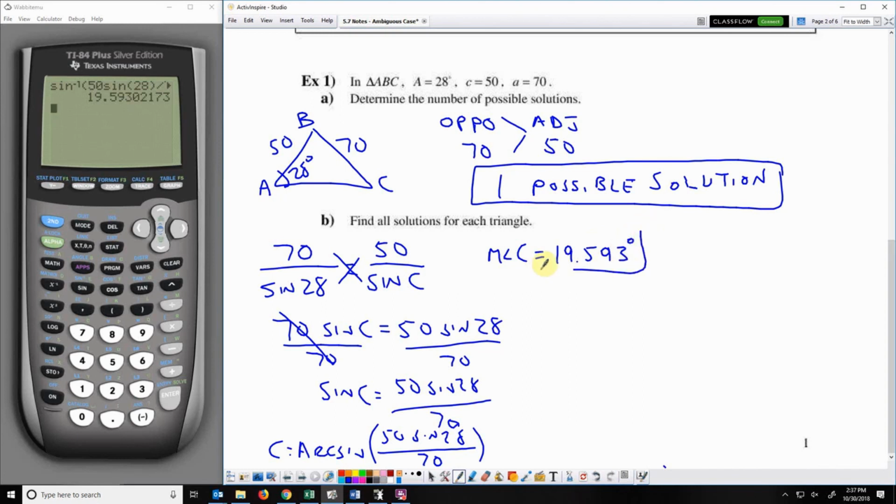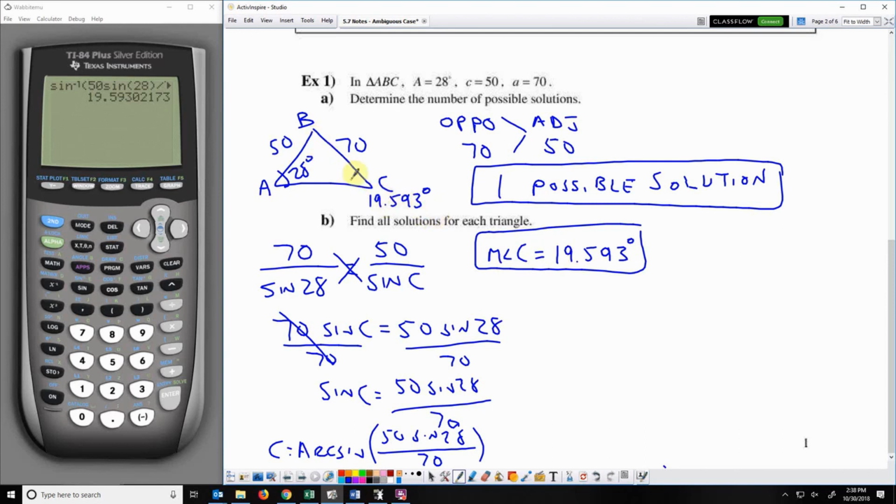19.593 degrees. And I'm keeping maybe one more decimal than I usually would because I'm actually going to end up having to use that number in my calculations as I go forward. So if I have to use a rounded number in my calculations, I want to use an extra decimal place just to keep it a little bit more accurate. So I've got 19.593 degrees here. Now I need to find the missing side lengths.